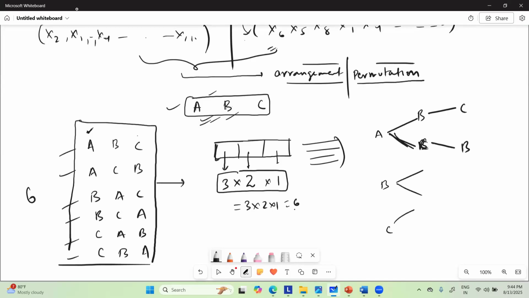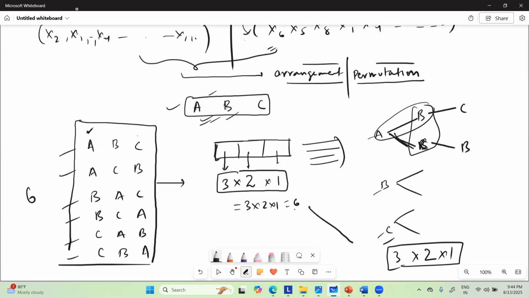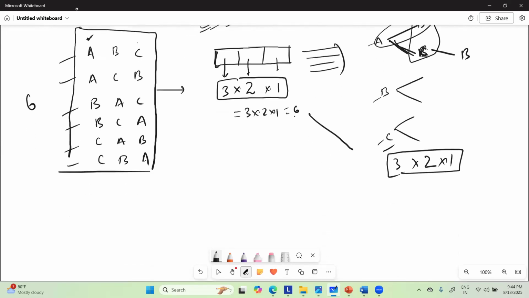So what you are getting are branches. At the first place, you have three letters to be put. And with all those three, two are left. And when two are being used, for the last place, one is left. So this is the number of ways in which we can arrange three letters.